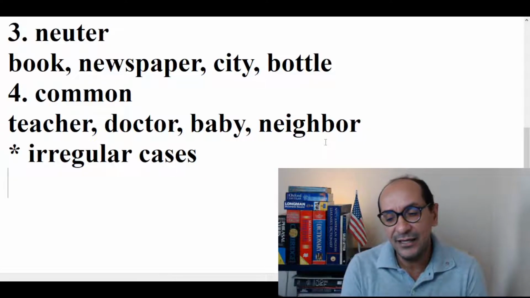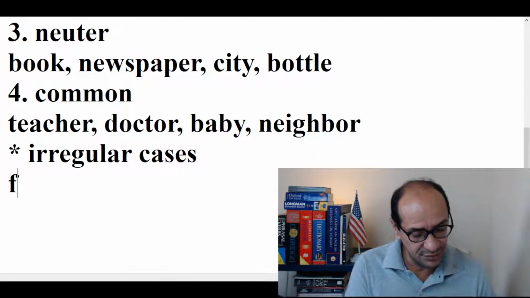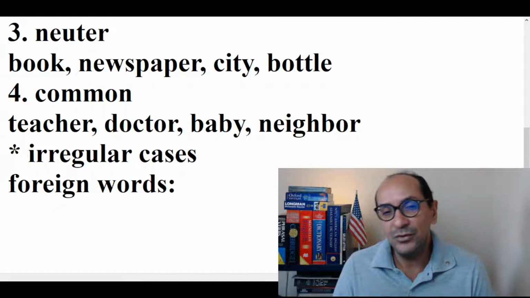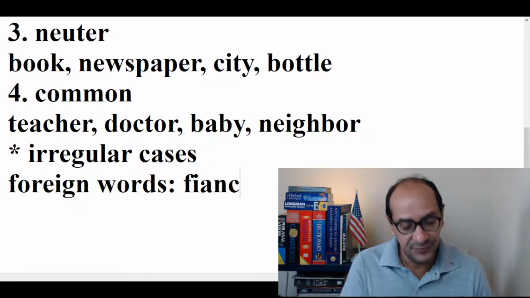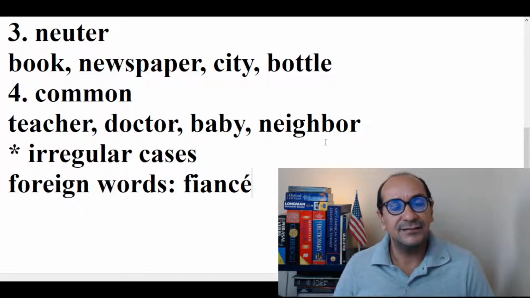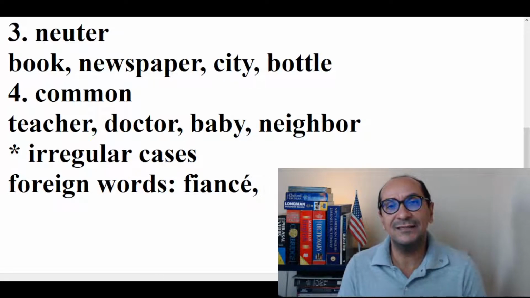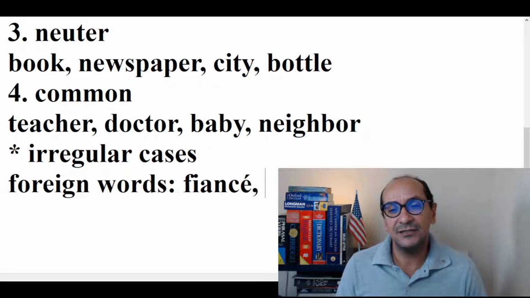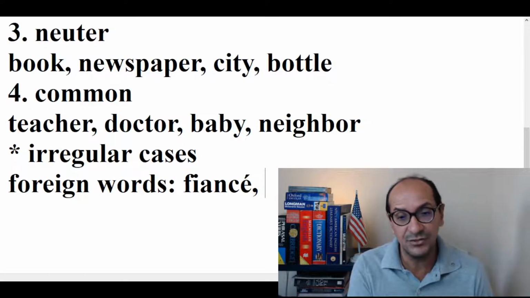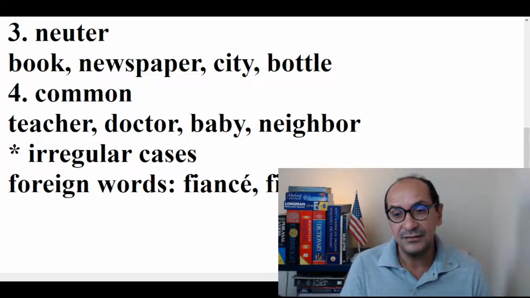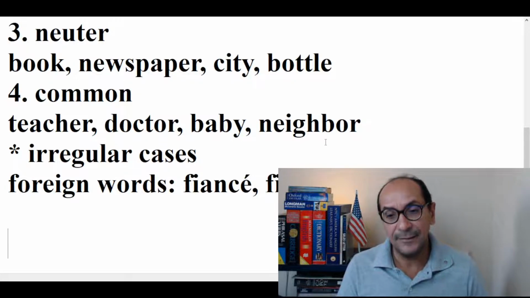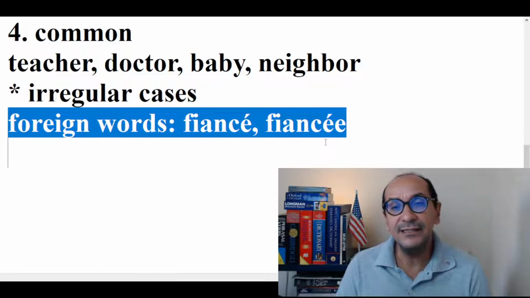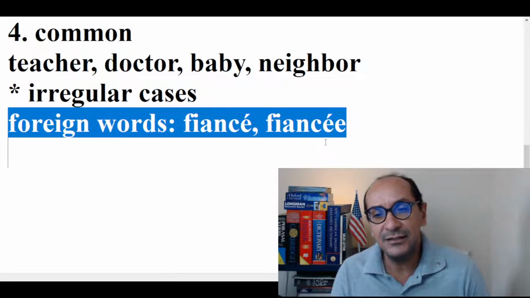Well, related to the irregular cases, I would mention here the foreign words. And one word that I remember very often is the word fiancé, because fiancé is a French word. So you need to use the same pattern, because if it's used like this in French, well, in English, it's going to be the same. So then you say fiancé. So then you have the word here with the E at the end, because in French, the E indicates the idea of feminine.